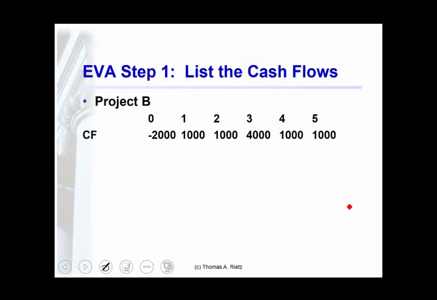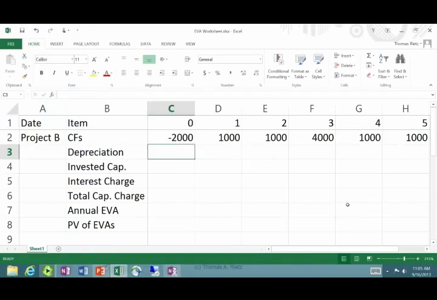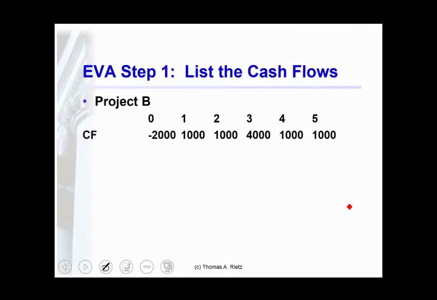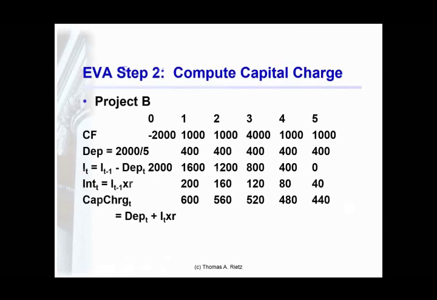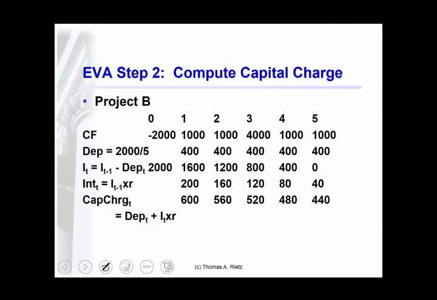The first step is just put the cash flows in. And I'm going to pull up a spreadsheet and do it on a spreadsheet as well. Here I've just set up a template spreadsheet that has the cash flows in it. The first step is figure out what the capital charge is every year. There's two components. One is repayment of principal.